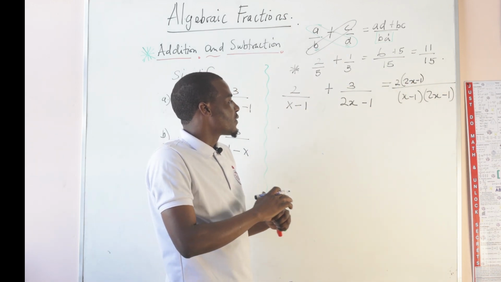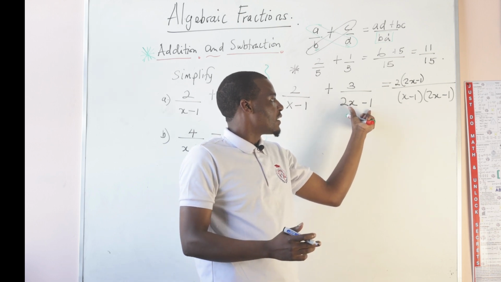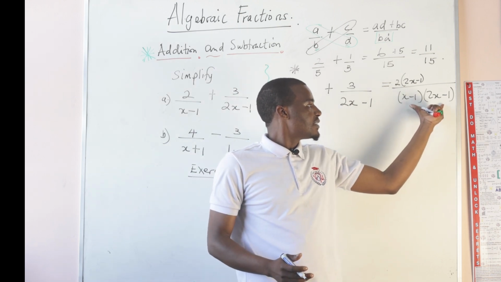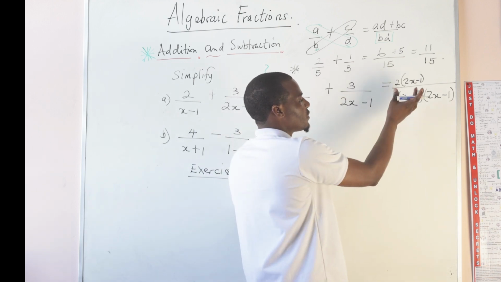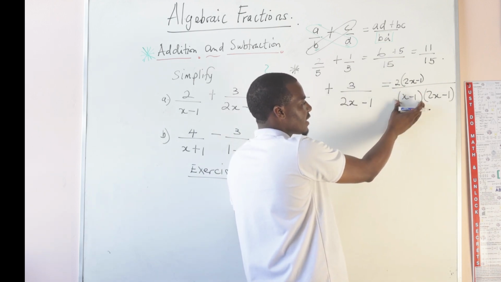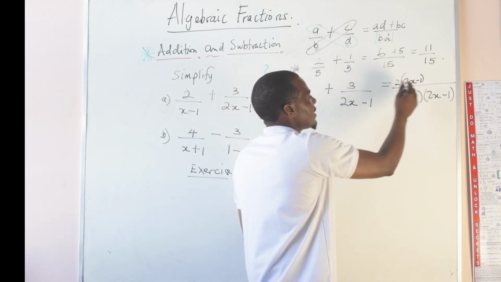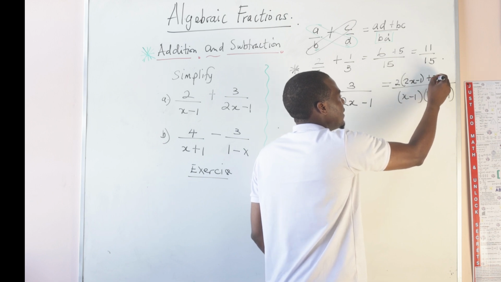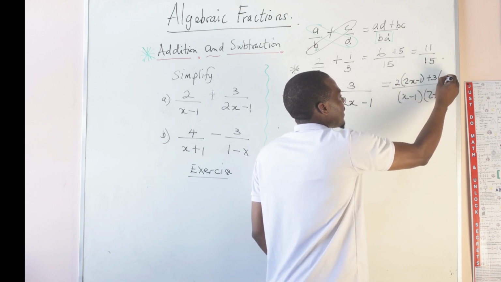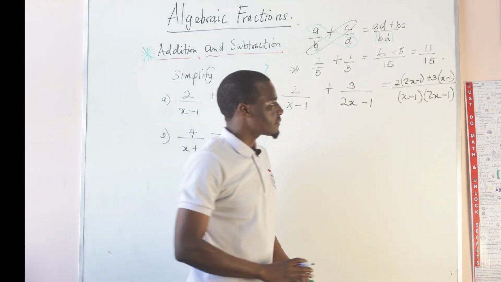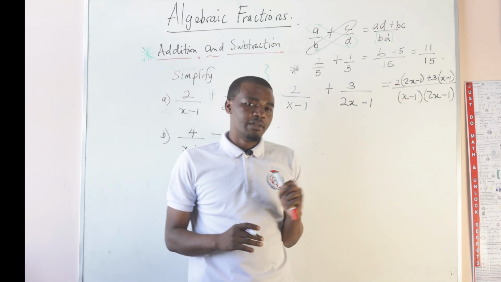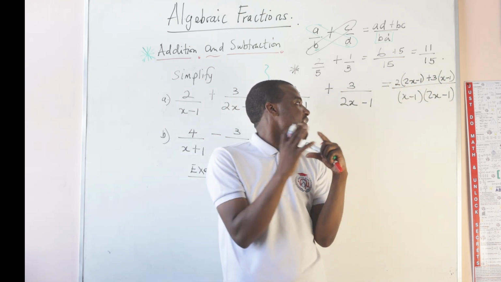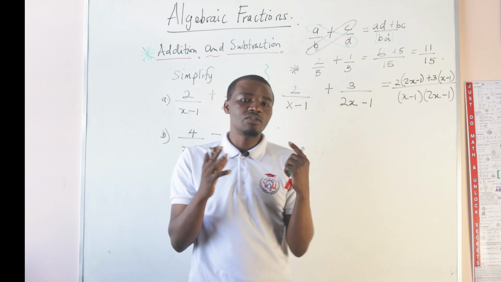right? So we're also going to say 2x minus 1 into this. So obviously 2x minus 1 will cancel 2x minus 1 and we are going to remain with x minus 1. So that x minus 1 times plus 3. So this is going to be plus 3 times x minus 1. Quite interesting.